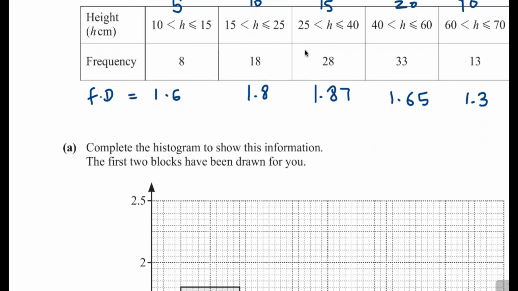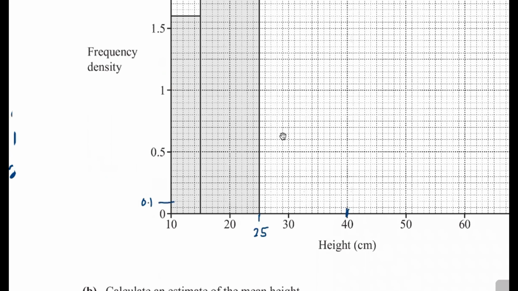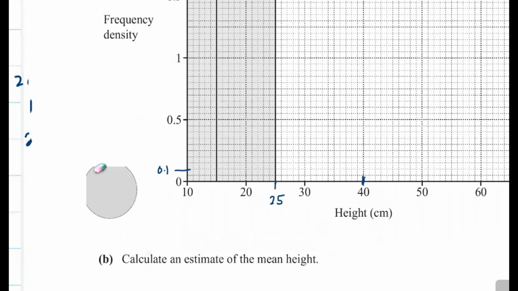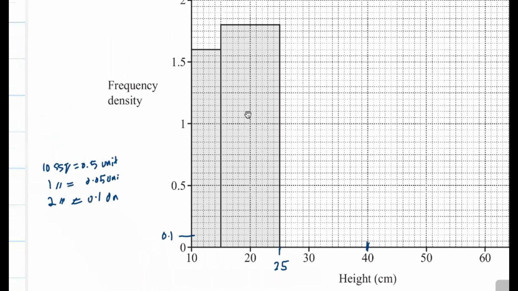Now we mark the third bar here. The third block will be between heights 25 to 40, with a frequency density of 1.87. We mark this 25 to 40. This is 25 and this point is 40. Now for 1.87, you can see the frequency density on the y-axis. One small scale is equal to 0.05 unit, and it means two small scales are equal to 0.1 unit. Now we mark the point 1.87.